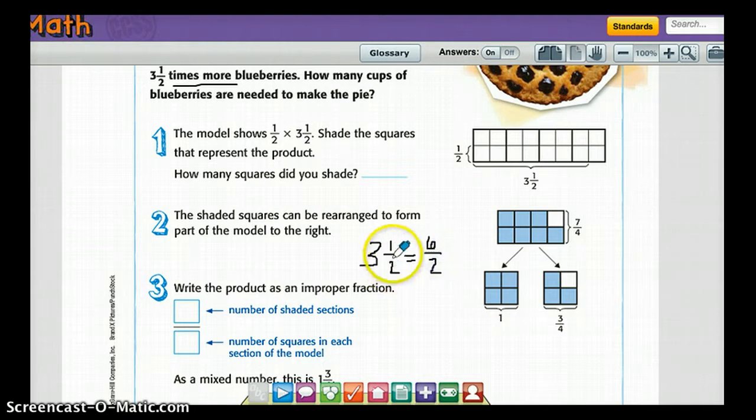But then we had one other half here that we had to add in. So even though we multiplied 3 times 2, we have to add in that numerator on the top. So we have to add in 1. And then our improper fraction for 3.5 will be 7 halves.